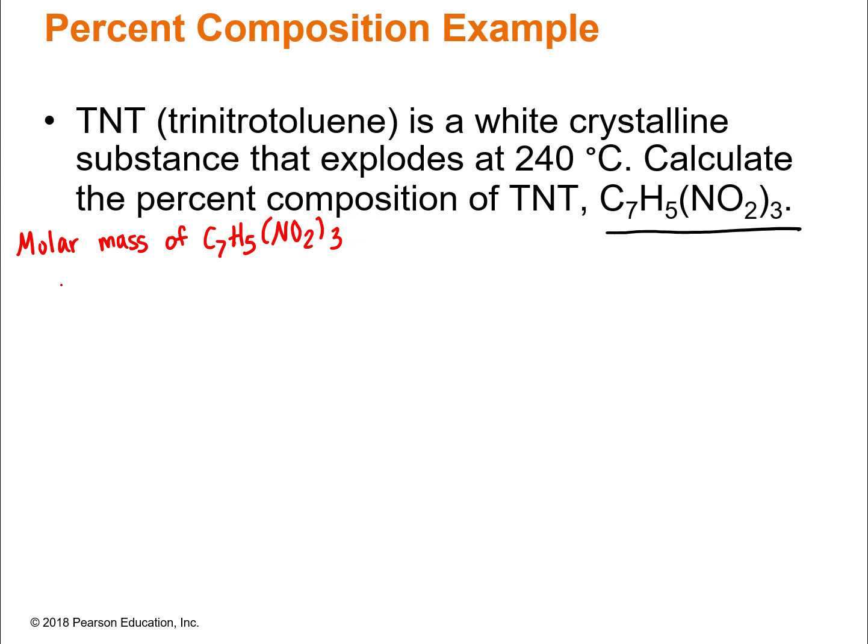So let's see what we've got here. We've got carbon, and there are 7 of them. The atomic mass on the periodic table for carbon is 12.01. And that takes care of the carbon. Okay, that's the C7 part. Then we've got 5 hydrogens.